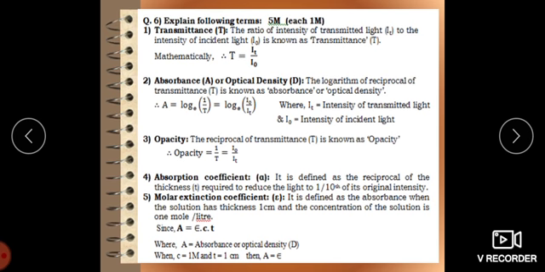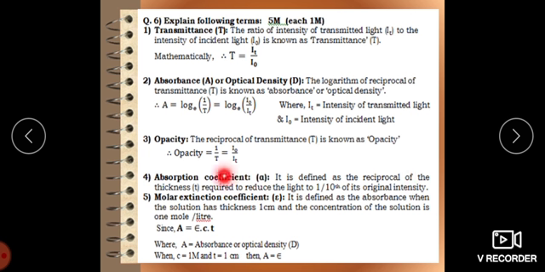Fourth term is the absorption coefficient. The symbol for it is alpha. It can be defined as the reciprocal of the thickness required to reduce the light to 1/10 of its original intensity.